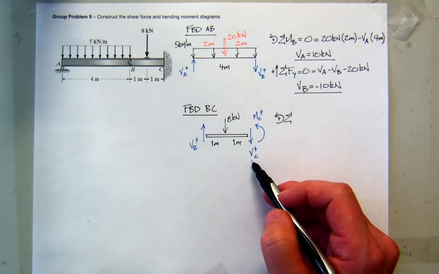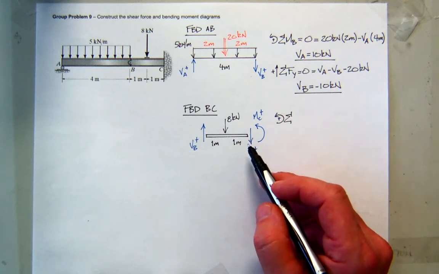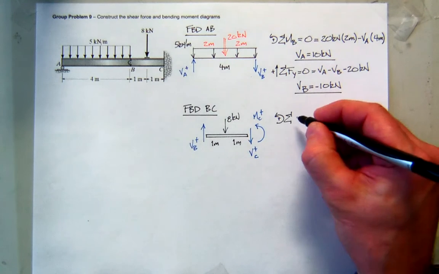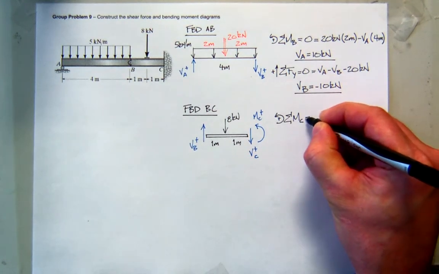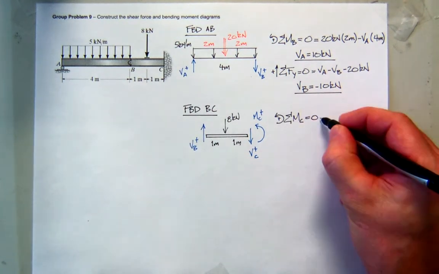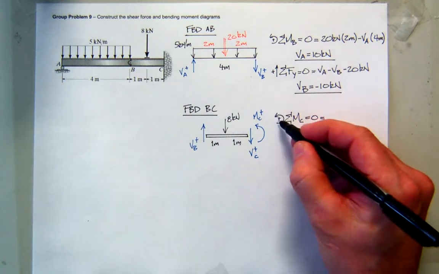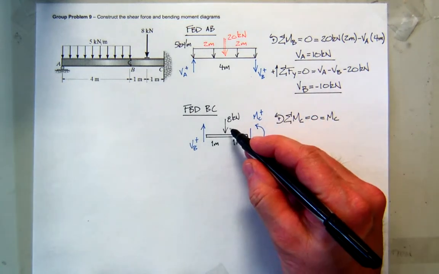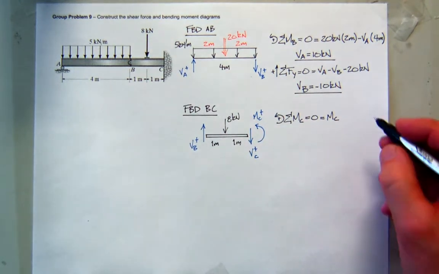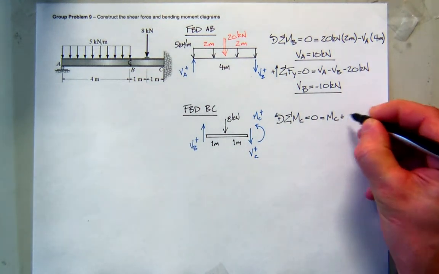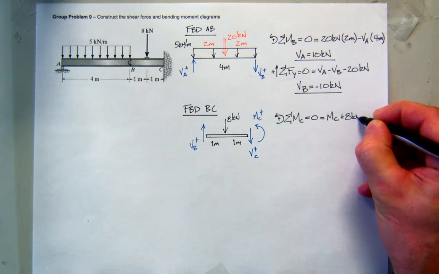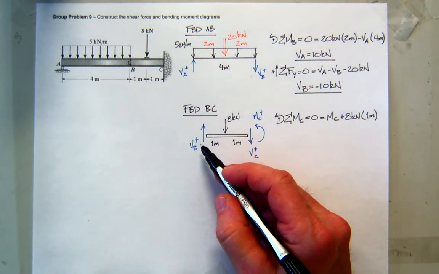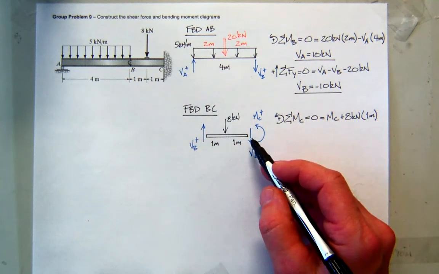Where else? C. Did you say C? Yeah. Oh, I'm sorry, I misunderstood you. Yeah, C is the best spot. So we're going to sum moments at C, again using right-hand rule. So with my right-hand rule, this is a positive moment. About C, my 8 kilonewton force creates what? Positive or negative moment? Positive. So I have a force of 8 kilonewtons. What's the moment arm? 1 meter. And then the way I've drawn my shear here, what kind of moment does that shear create about C? Positive or negative?